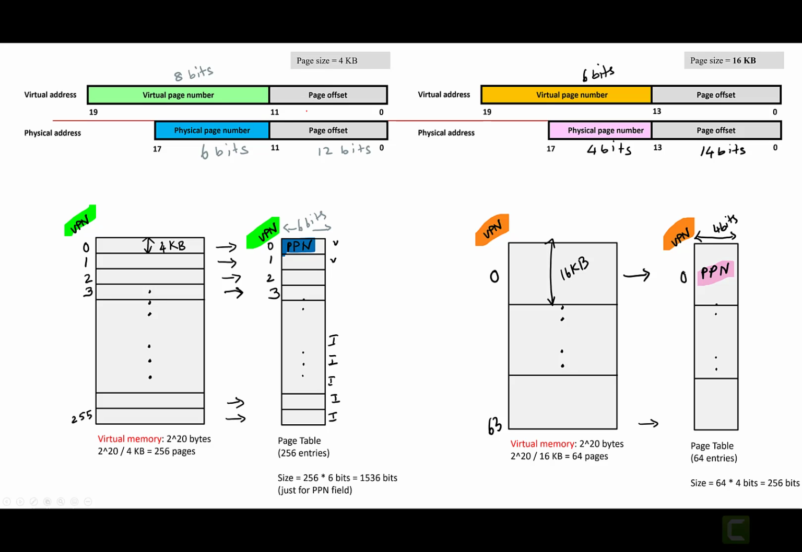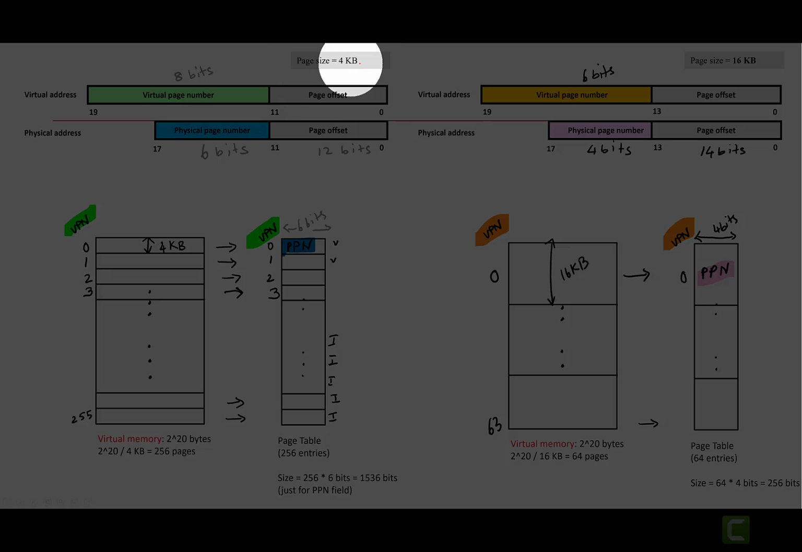Okay, so now if you just understand how page size affects the page offset, we went through that before. Log to the base 2 of 4 kilo, that is 12 bits. And that means that the remaining becomes your virtual page number. In this example, I'm assuming a 20-bit architecture, so 20 minus 12, that's 8 bits.